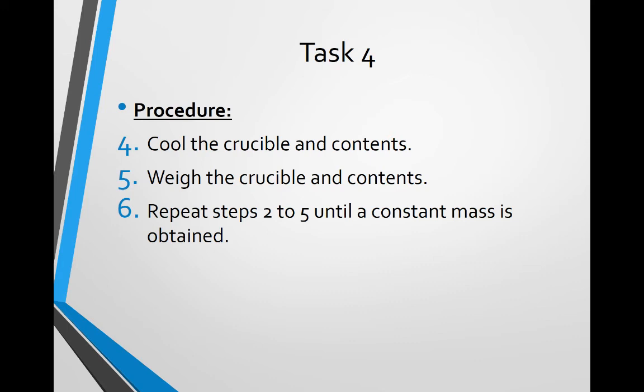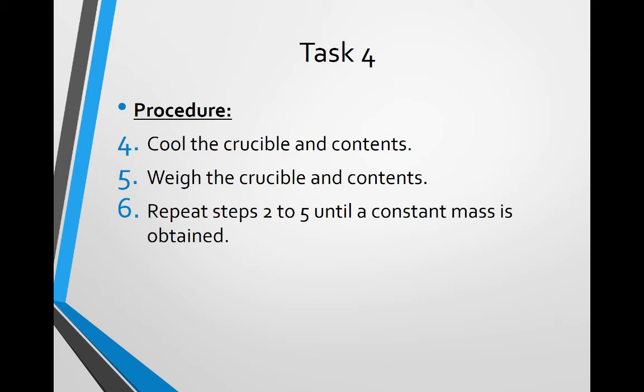Subsequently, you should cool the apparatus, you should cool the contents within the crucible and weigh the crucible, and you have to repeat this until you obtain a constant mass. The constant mass would mean that your reaction is complete. All of the calcium would have reacted with oxygen.